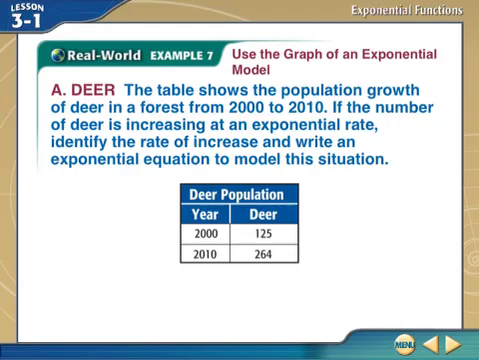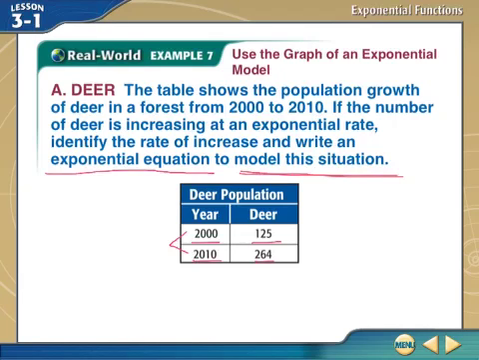What they've given us here is the deer population in the year 2000. There were 125 deer. And in 2010, the number of deer was 264. What we're asked to do is write an exponential equation to model, or to represent, this situation. That's what model means. We want to write an equation that we can use to predict the deer population in future years, or within the years 2000 to 2010.